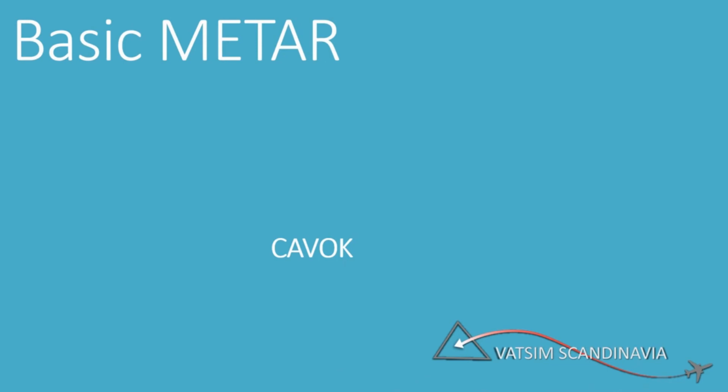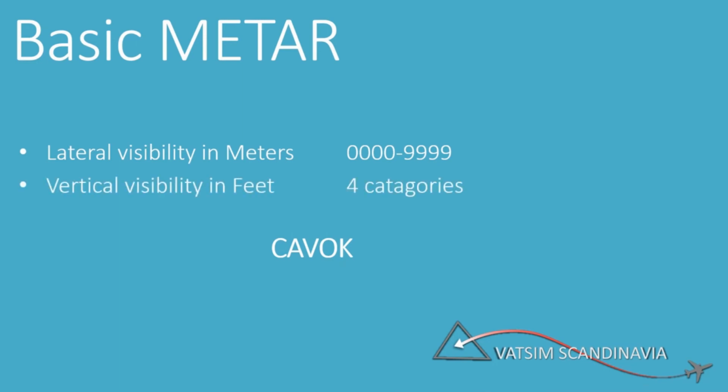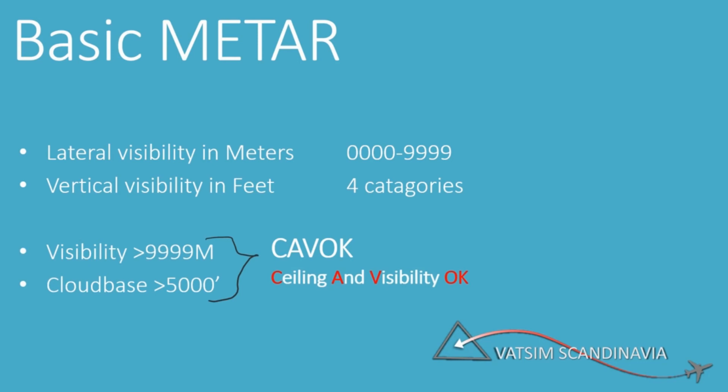So to sum it up, you have the lateral visibility in meters from 0 to 9,999 meters, 9,999 being above 10 kilometers. And you have the vertical visibility in feet, which is covered in 4 categories. What can happen is if you have visibility more than 10 kilometers and a cloud base above 5,000 feet, you will see this in your METAR: CAVOK, meaning ceiling and visibility OK.